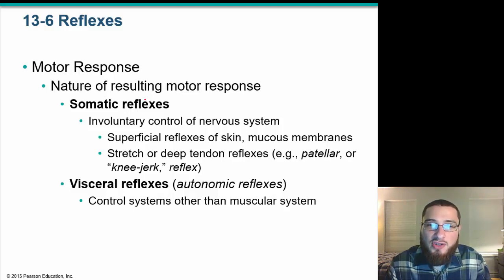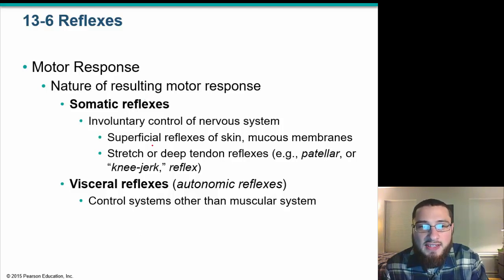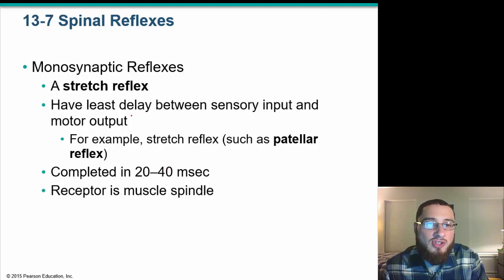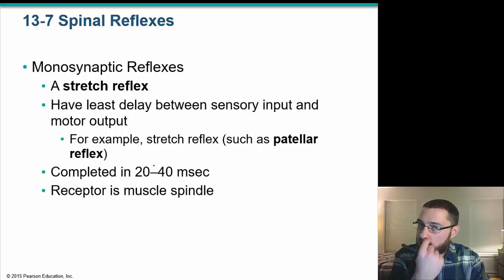You have involuntary control of the nervous system in somatic reflexes, and then visceral reflexes are going to be controlled by systems other than the muscular system. So if we test them, we are testing the somatic reflexes typically. We're going to test the patellar tendon for that knee jerk effect. A stretch reflex is going to see if that muscle is able to collect that stimulus and send back that reaction, or that reflex, the way that it should.